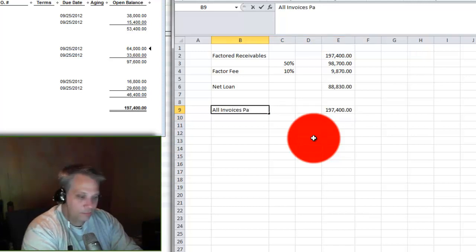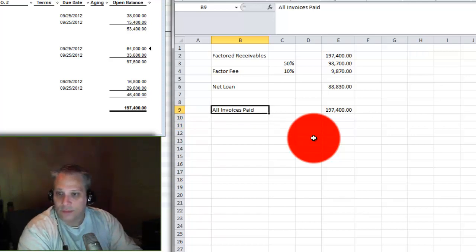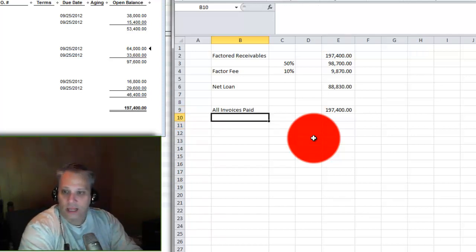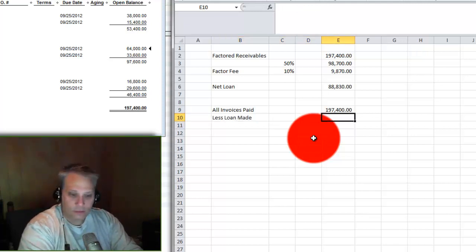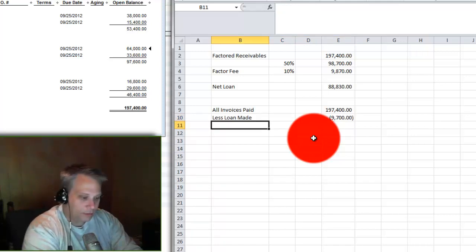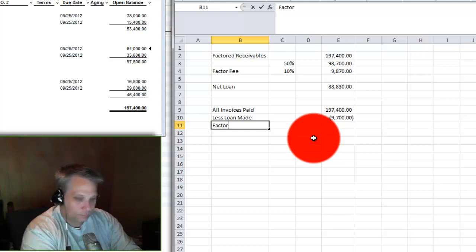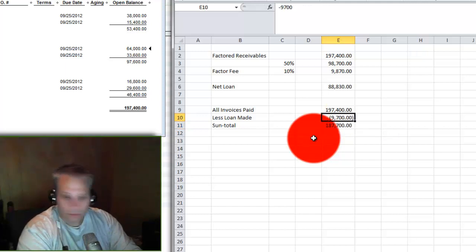So in theory, this is how simply they could lay it out. They're going to say all invoices paid, minus what they already gave you, less loan made, so subtract $98,700, and then another factor fee. So let's say subtotal. This is all they'd have to do. That's not the loan. This is what they effectively loaned us.